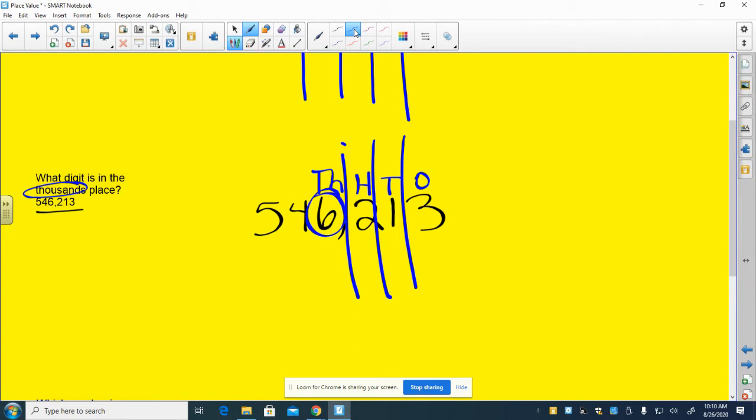And that's a 6. And I'm going to backtrack for a second. The difference between the question asking you about value and digit: value is what something is worth, and a digit only wants the number. So that 6 is worth 6,000, but that's not what the question is asking. It's saying what digit, so it only wants a number. What number is in the thousands place? A 6.